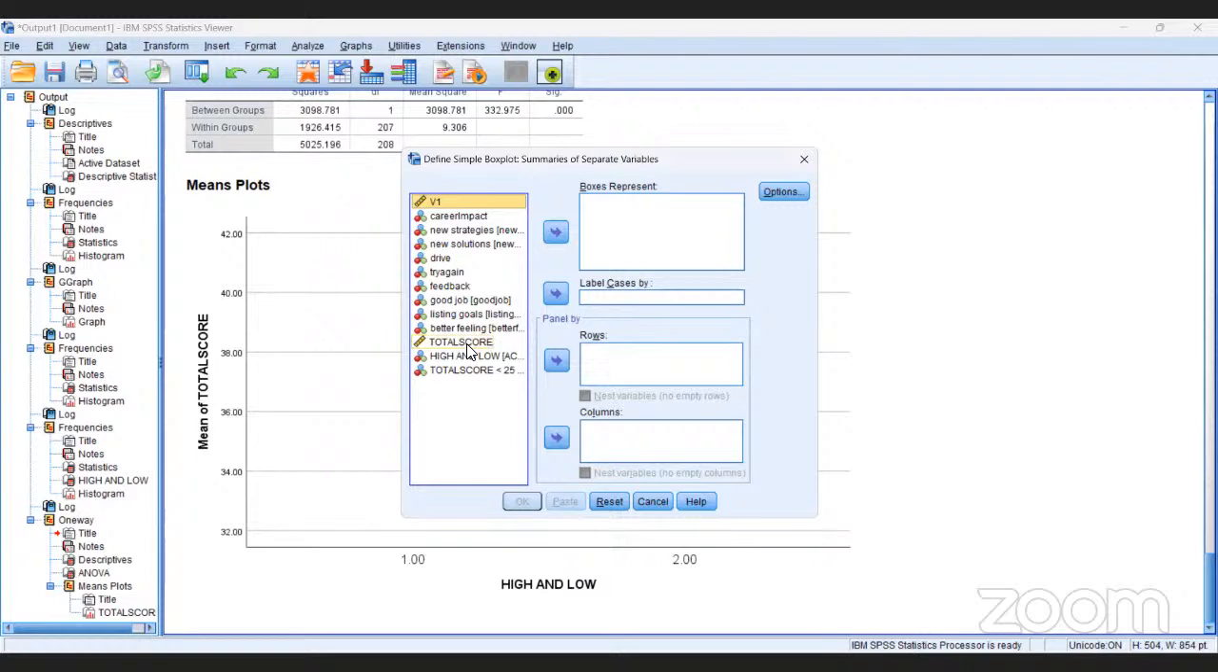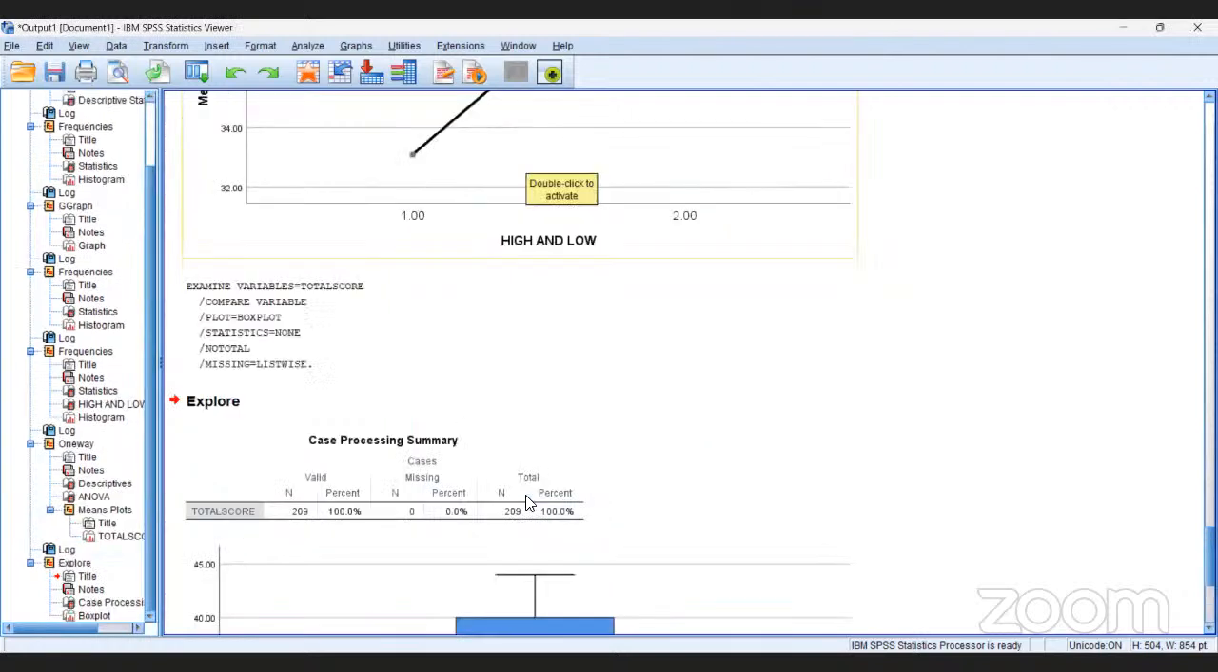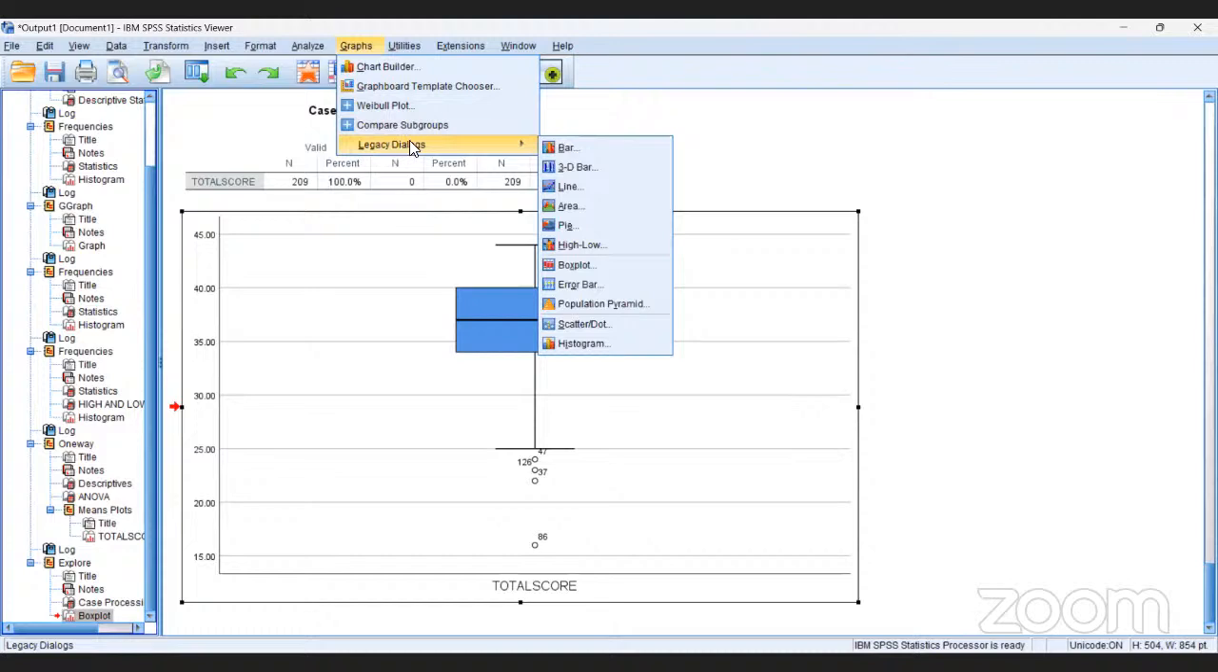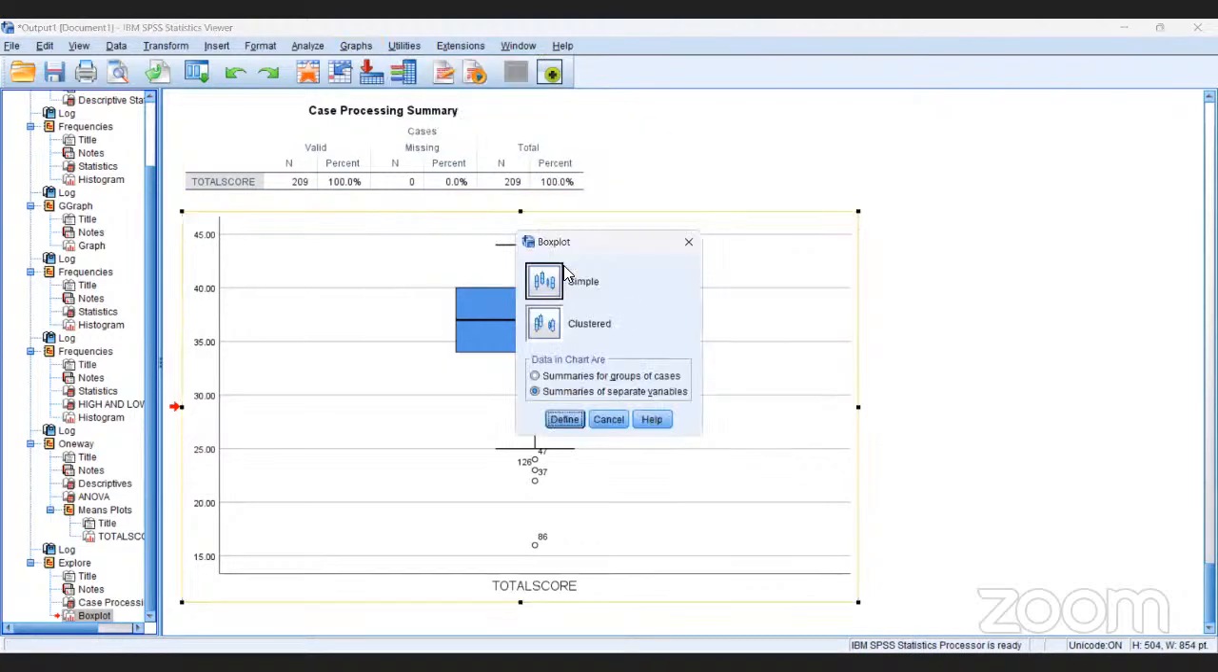Now I am taking total score. Then okay. So now I get the box whisker plot. This is better. Instead of using this chart builder, better you go to this legacy dialog. Okay, this is better. This is called the data visualization.